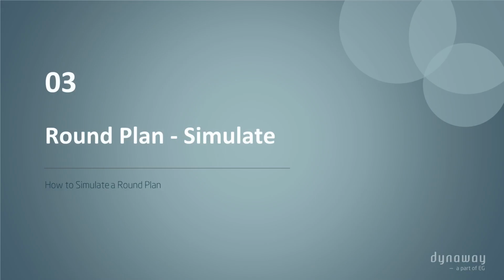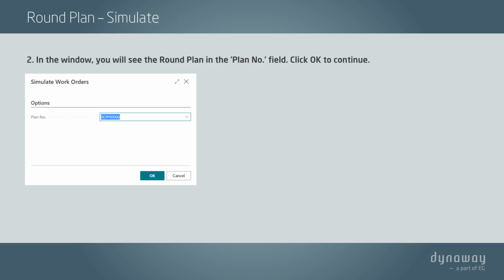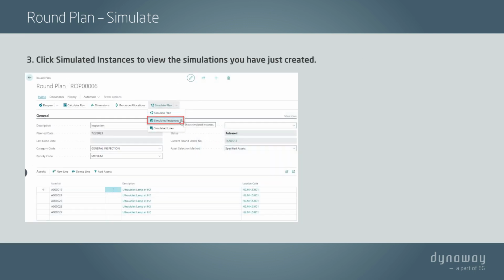How to simulate a round plan. On the round plan, click Simulate Plan to simulate round orders. In the window, you will see the round plan in the plan number field. Click OK to continue. Click Simulated Instances to view the simulations you have just created.